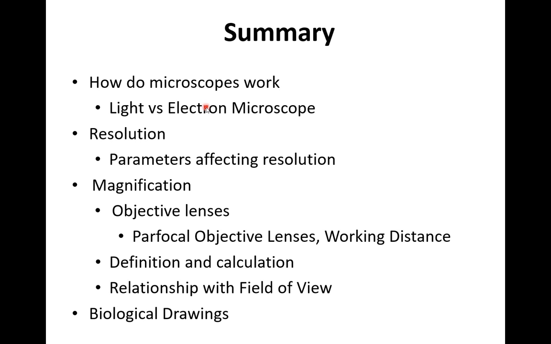Then we talked about magnification. So what magnification is, we defined it, and we showed how you can actually calculate the theoretical magnification as a product of the power of the lenses used in the experiment. Then we talked about the objective lenses, what it means for focal objective lenses and what their working distance is, and overall we talked also about how the magnification has an inverse relationship with the size of the field of view. And finally, we quickly touched also on how you will properly do some biological drawings.